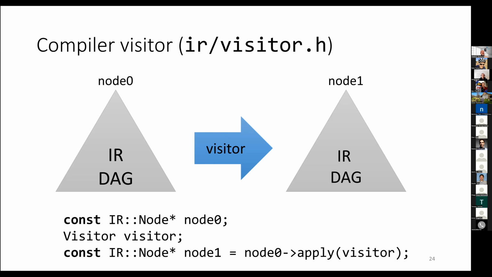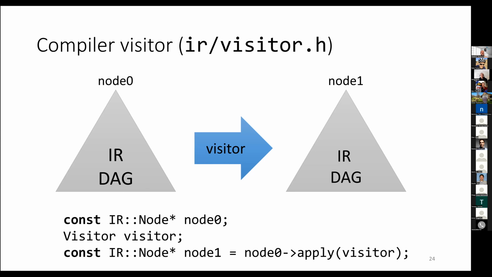And the way this is done is, in C++ code, you can have node 0 be a pointer to the root and a visitor that you declared in some way. I'll show you how you can declare and build visitors. And then to do this transformation, you just say node 0, apply the visitor to node 0. And this gives you node 1, which is the result of the application of the visitor.